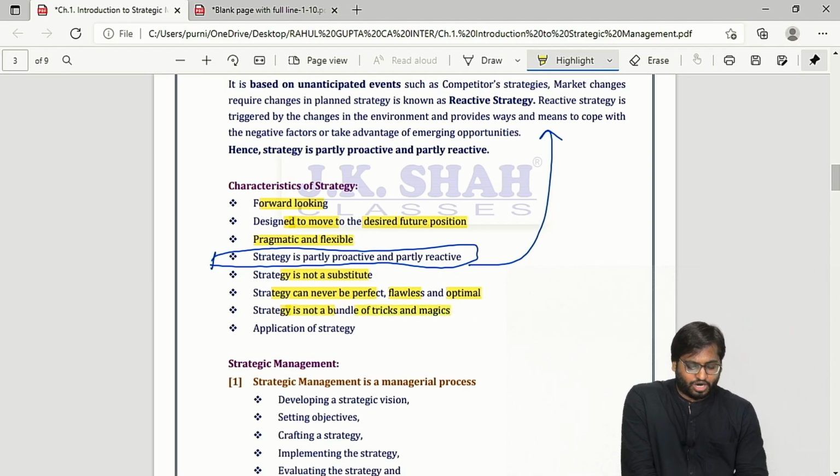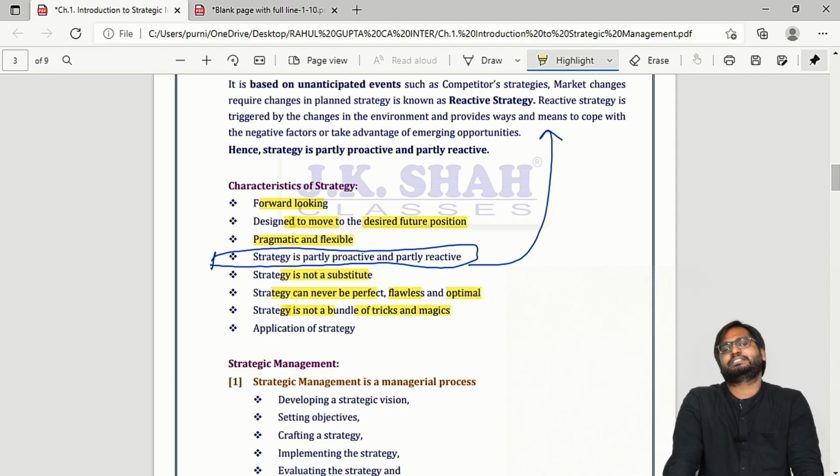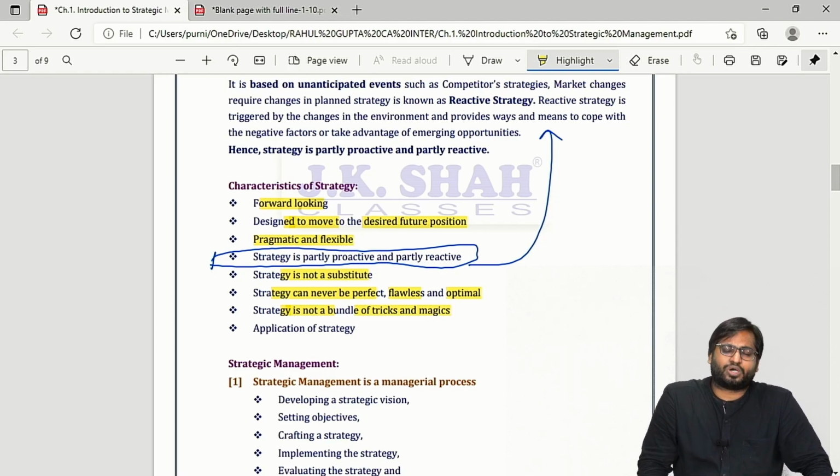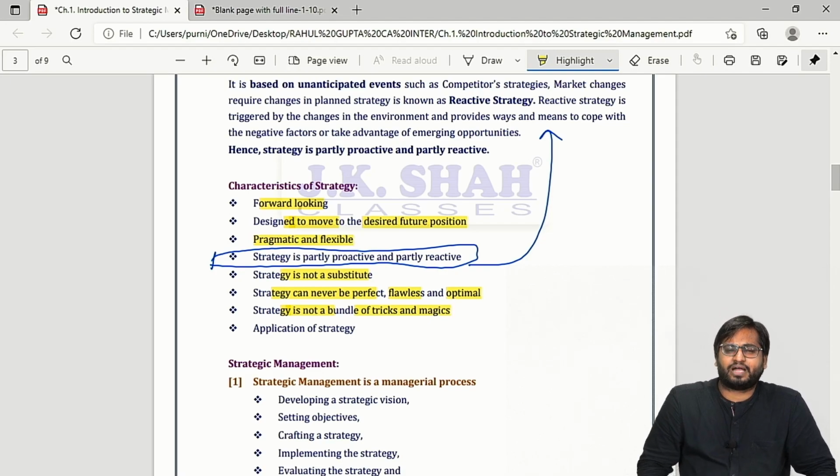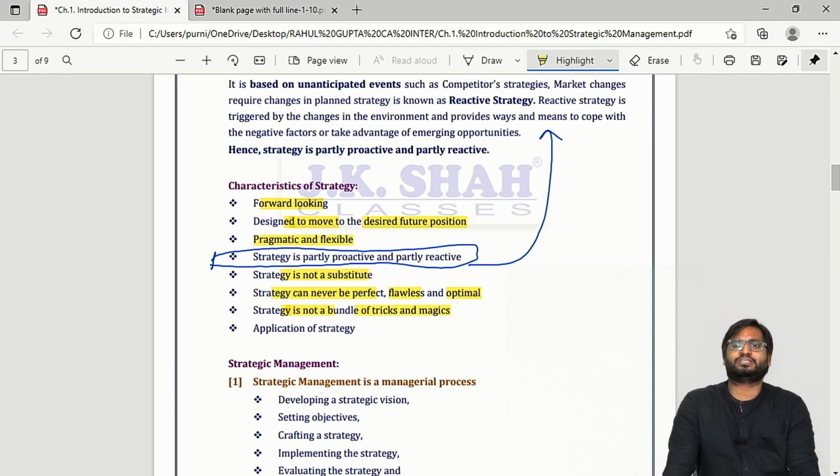Strategy is not magic or a bundle of tricks. Whenever you are formulating a strategy, you need to evaluate and critically think. It is not a shortcut. It is not something which you just find from thin air. You'll have to work hard. You'll have to analyze the environment, see the strengths and weaknesses of the organization, and evaluate the external environment to find out opportunities and threats. After that, you can come up with a strategy.